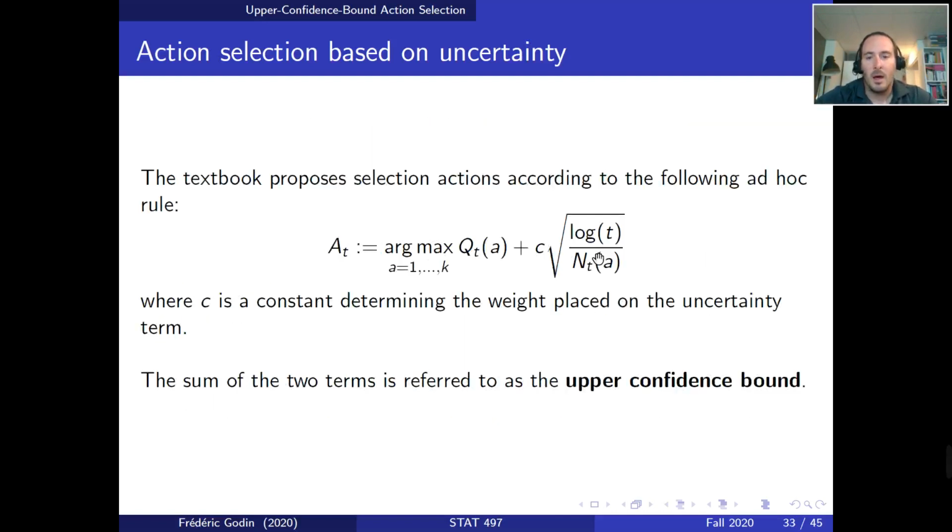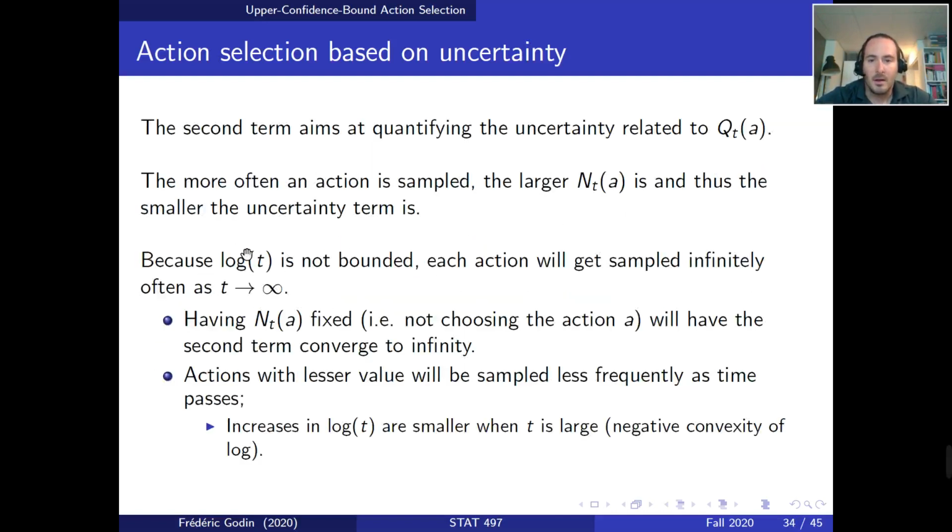So it's very important to notice that according to this choice, every action will be sampled infinitely often as time goes to infinity, and therefore the estimate of the value of each action will converge to the true expected reward.